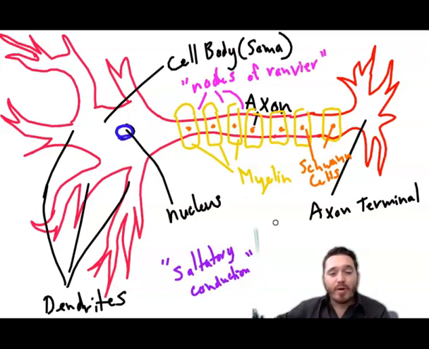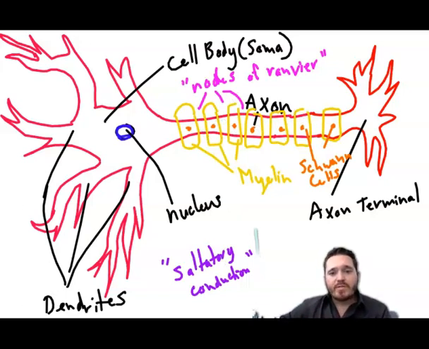Okay, and so the most important pieces that you need to know about are dendrites, cell body, axon, axon terminal. Okay, and then as you progress on, you'll learn more about that saltatory conduction and how myelin is connected to the saltatory conduction and the Schwann cells and the nodes of Ranvier.